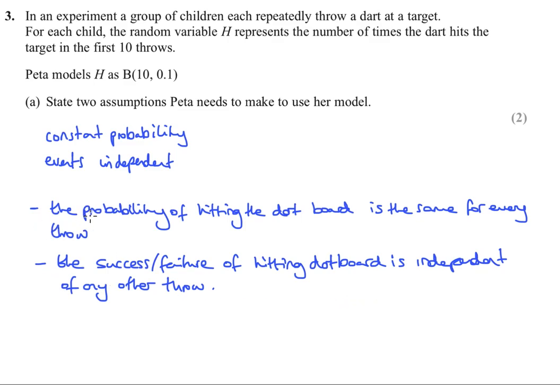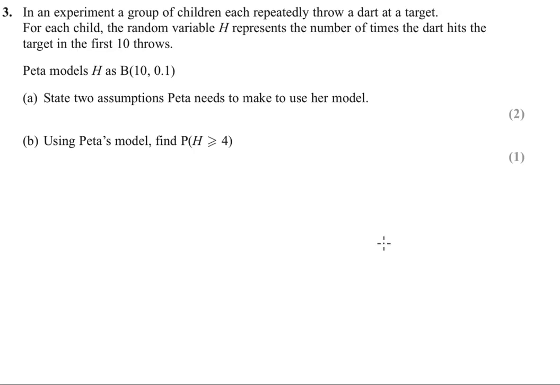So if you can answer the question in the context and make sure you're talking about the probability staying the same for each throw and the outcomes being independent of any other throw, then you are absolutely guaranteed 2 easy marks for this question.